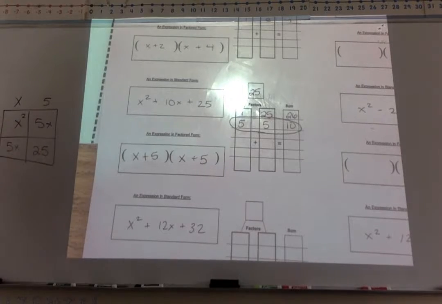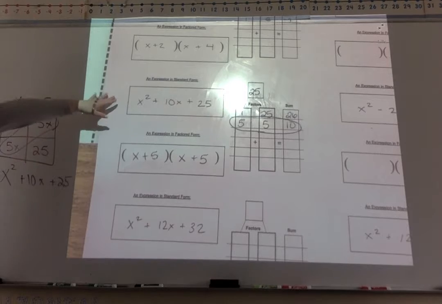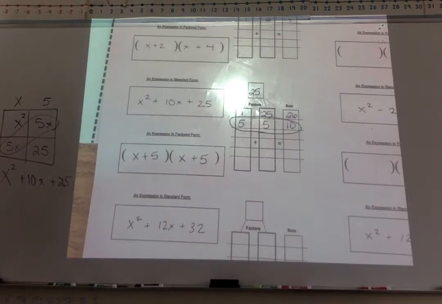What do I have to remember to do with these 4 terms? Combine like terms, good. So we have x squared, highest exponent first. 5 and 5 makes 10x. And then add 25. Okay. So again, you end up with the same trinomial you began with.